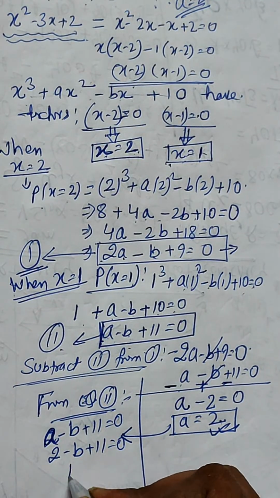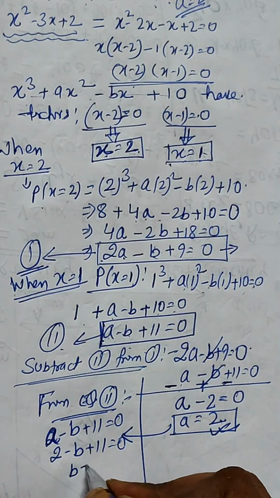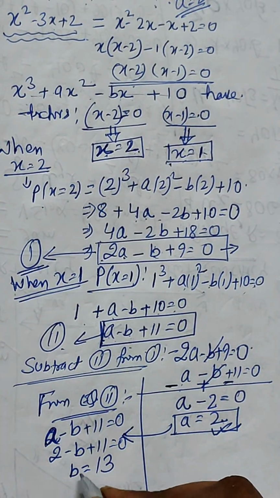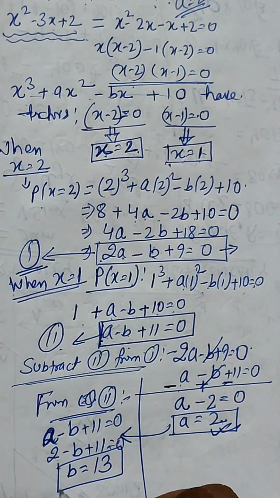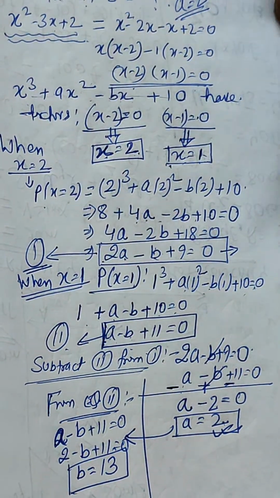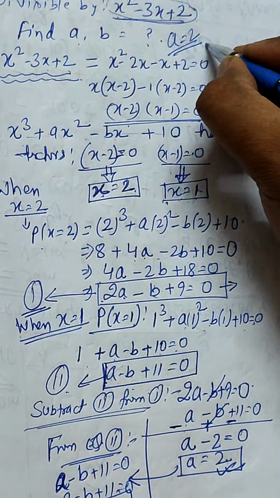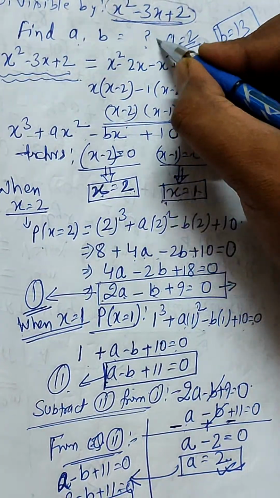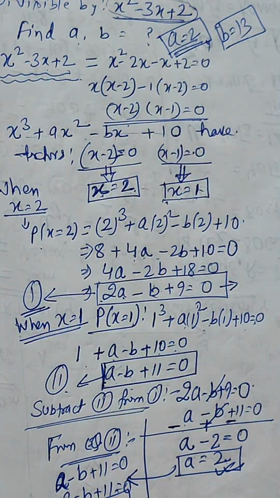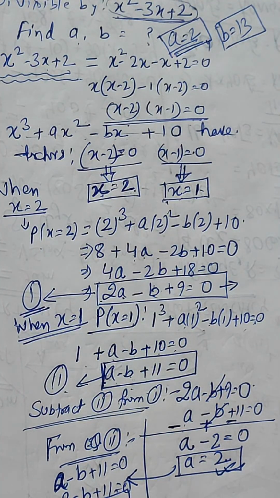This will give you the value of b as 13. 2 plus 11 is 13. So the value of b is also calculated as 13. So the values of a and b are calculated. Okay. So in this way we can solve all the questions of factor theorem.